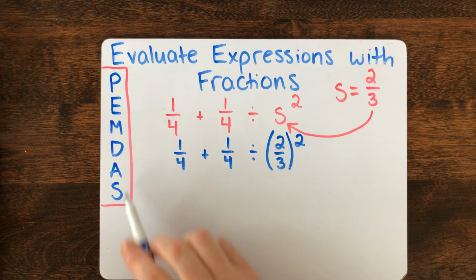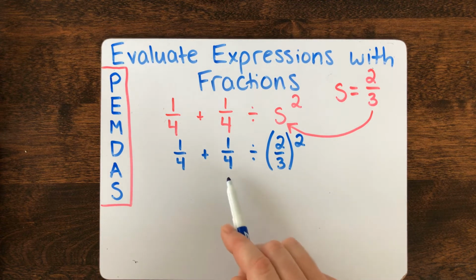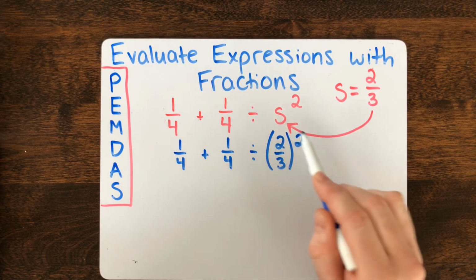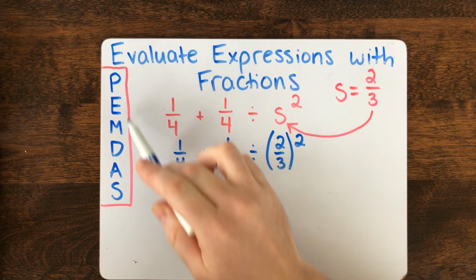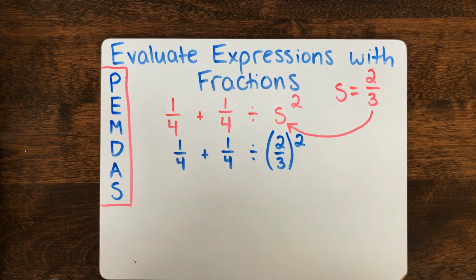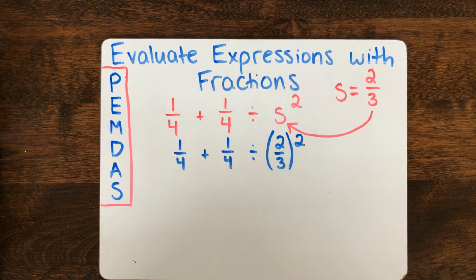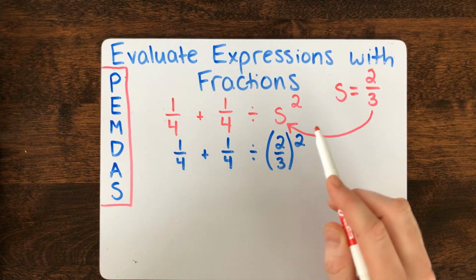All right, so now this is the expression that we're solving. Let's look at our order of operations. Are we going to add first? Are we going to divide first? Or are we going to solve for our exponent first? What are we going to do? Well, if I look at my order of operations, parentheses and exponents are first. So I'm going to focus on 2/3 squared. Now I have another question for you. Is 2/3 squared the same thing as saying 2/3 times 2?